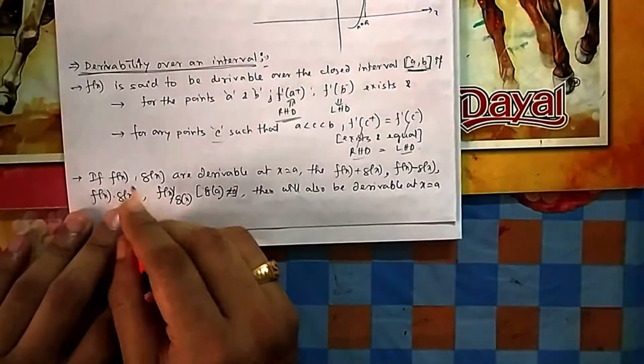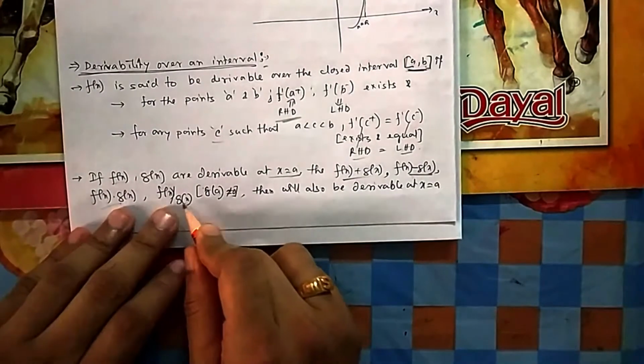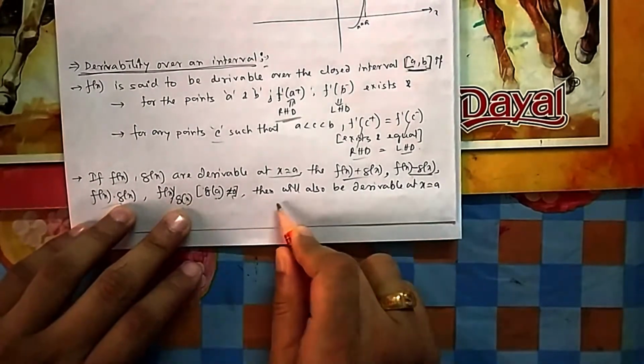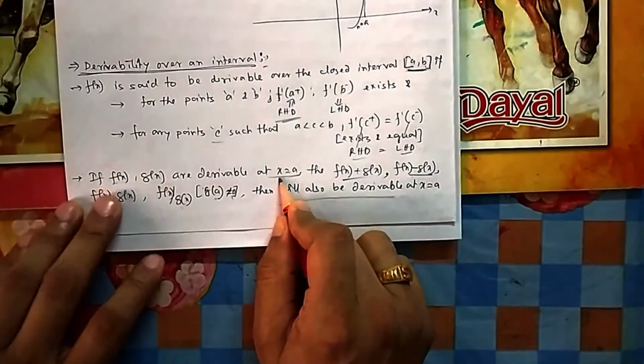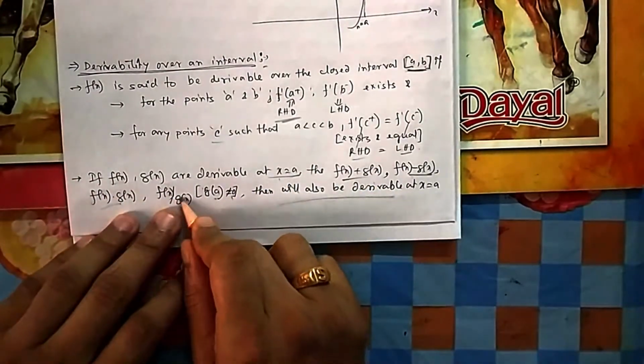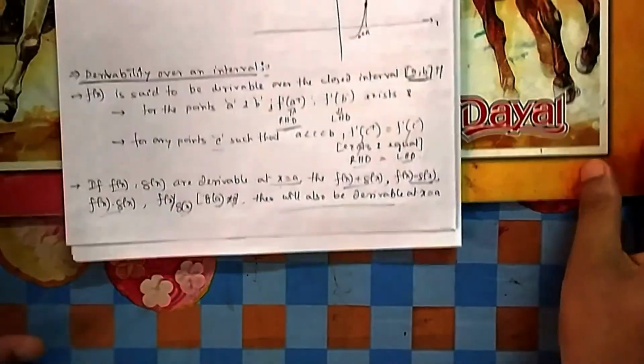Like your limit, in this case it was left hand, right hand continuity. Suppose f and g are derivable at x equal to a, then f plus g, f minus g, f into g, f by g, provided g should not be 0, will all be derivable at x equal to a. If both are derivable, for the product, sum and division, you have to be careful: the denominator cannot be 0, otherwise there is no definition of the function, it will go to infinity.